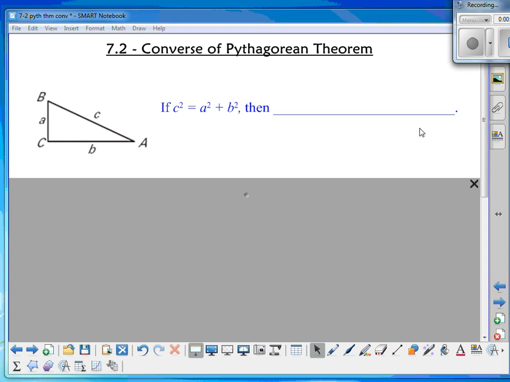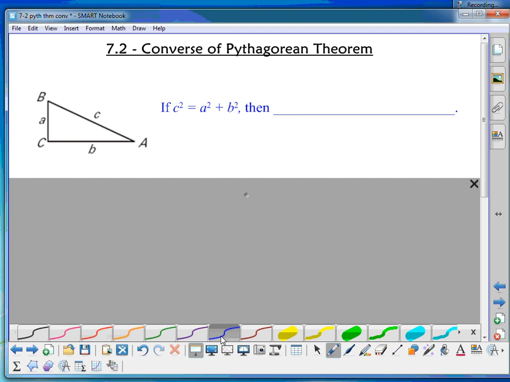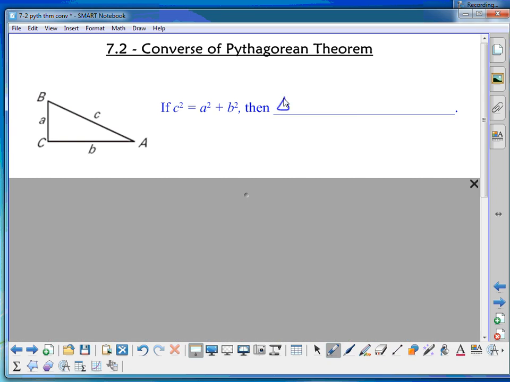In this lesson, we'll be using the converse of the Pythagorean theorem to first determine whether a triangle is a right triangle or not, and then we can also use the converse to classify a triangle, whether it's acute, right, or obtuse. So the converse just means we're changing the order. We're starting with if c squared is equal to a squared plus b squared, then I know that triangle ABC is a right triangle.